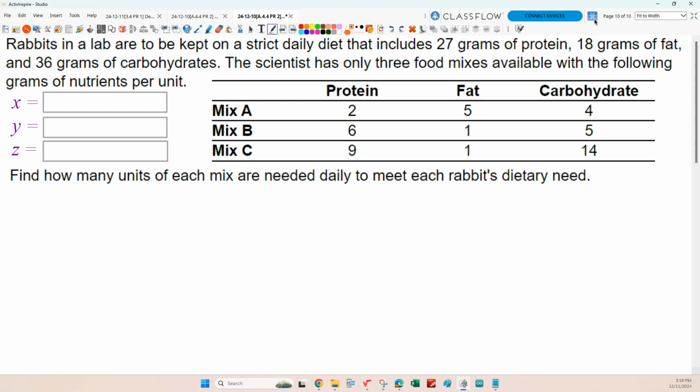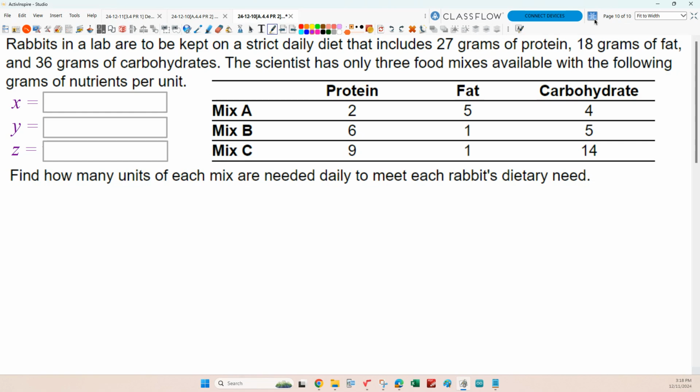That's what a linear system does. All we have to do is come up with 3 different equations for the 3 unknowns in this case, and we can solve this thing using Desmos matrix. Okay, so first of all, what are the things we're trying to find?